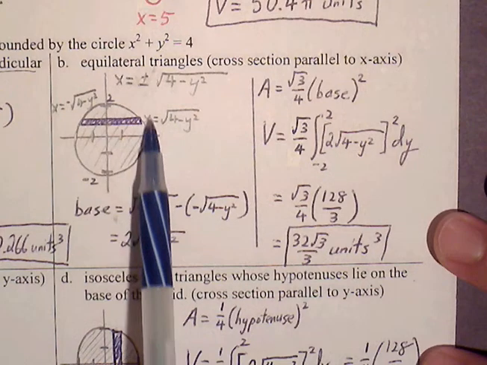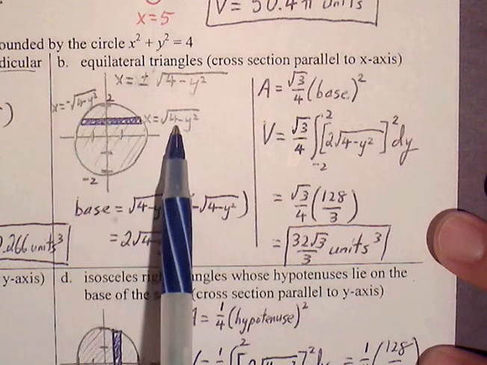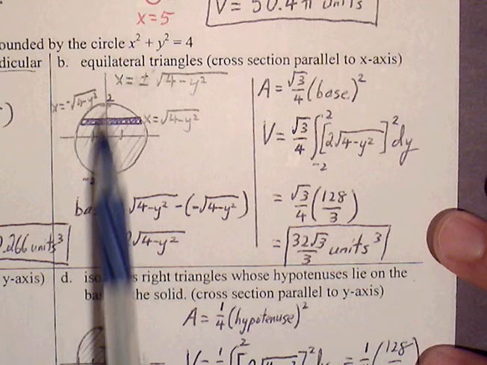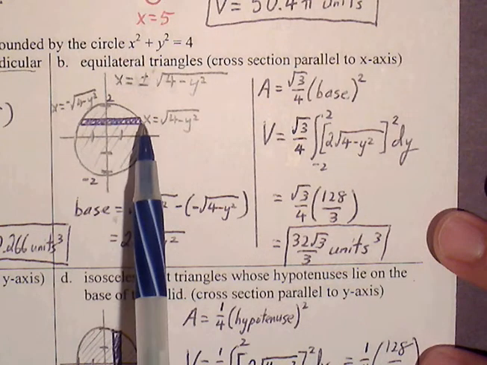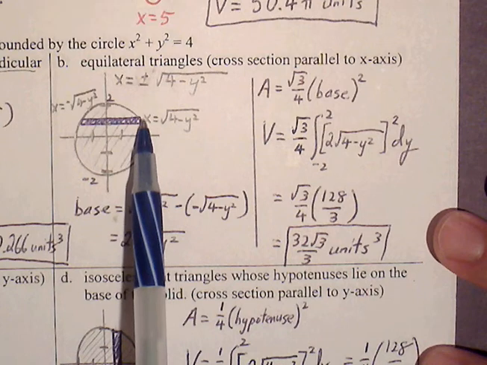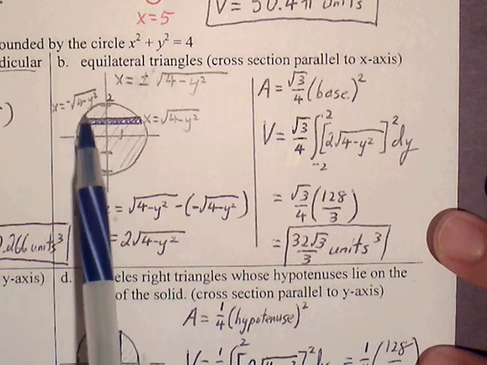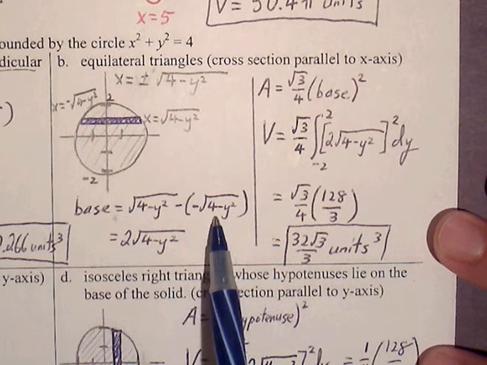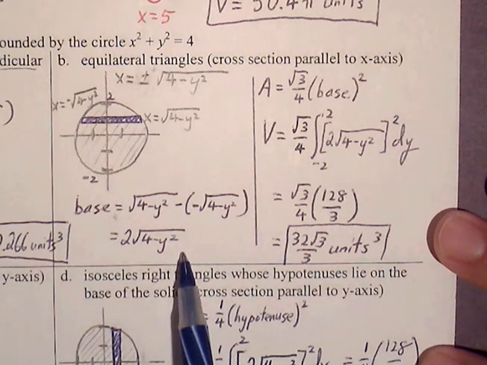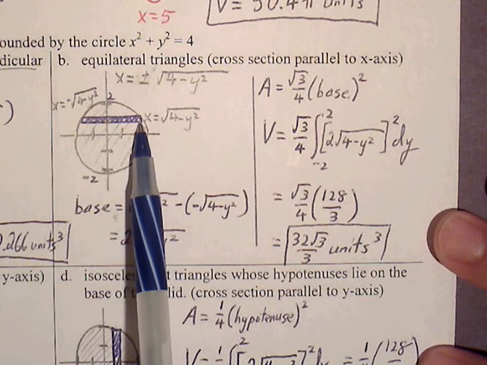So now this portion of the graph is represented by the positive root 4 minus y squared. This portion is now represented by the negative root 4 minus y squared. So we do right minus left, right of the base minus the left. The right endpoint of this base is on the root 4 minus y squared. The left endpoint of the base is on the negative root 4 minus y squared. So right minus left, the two negatives cancel out. So now our base length is 2 root 4 minus y squared.